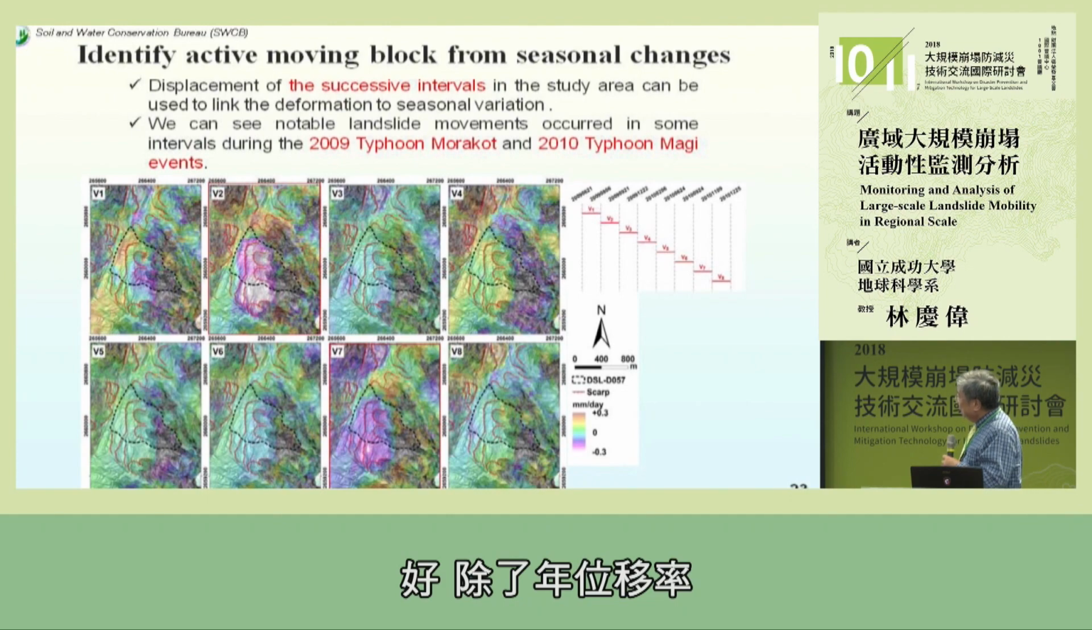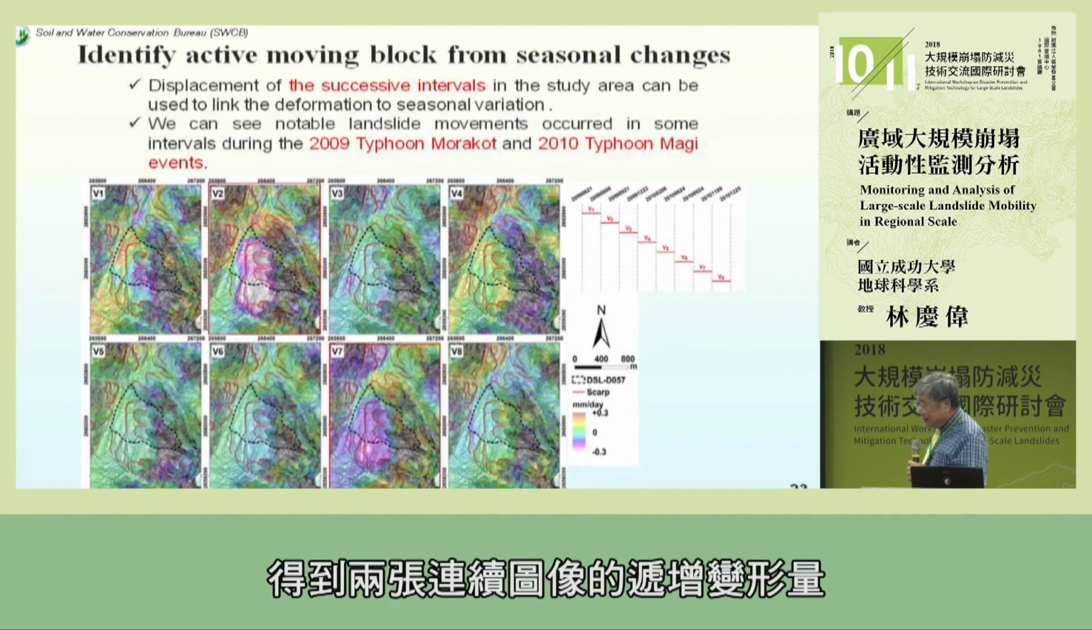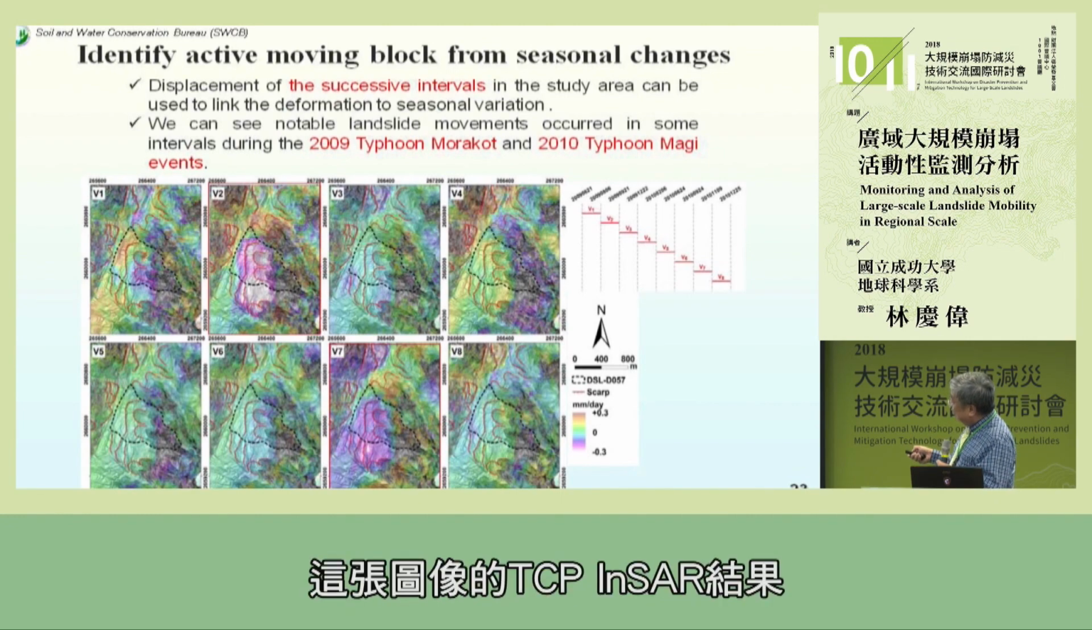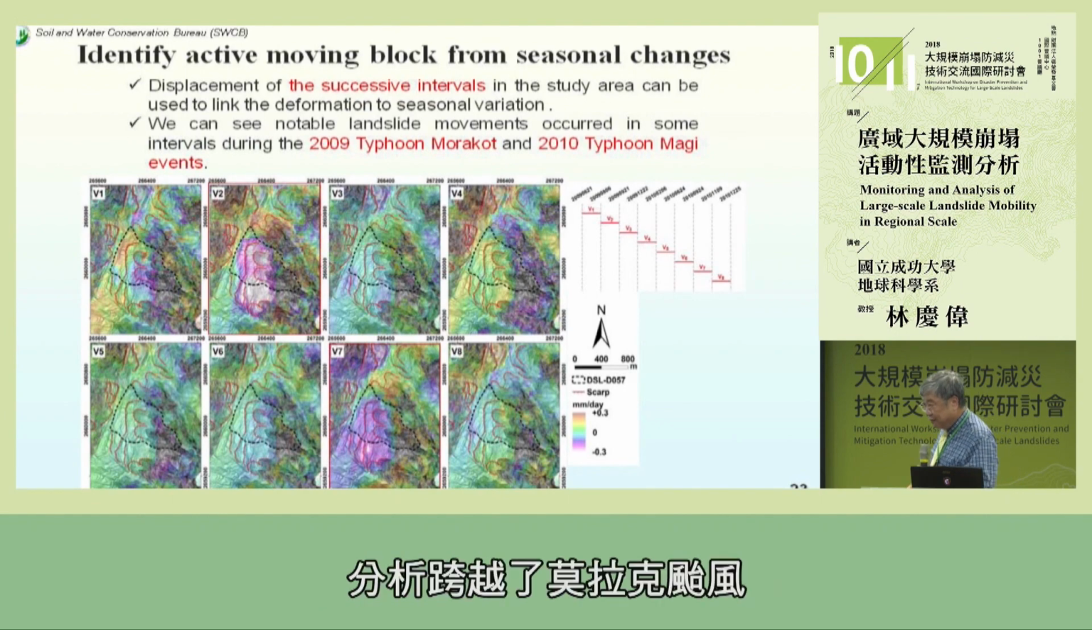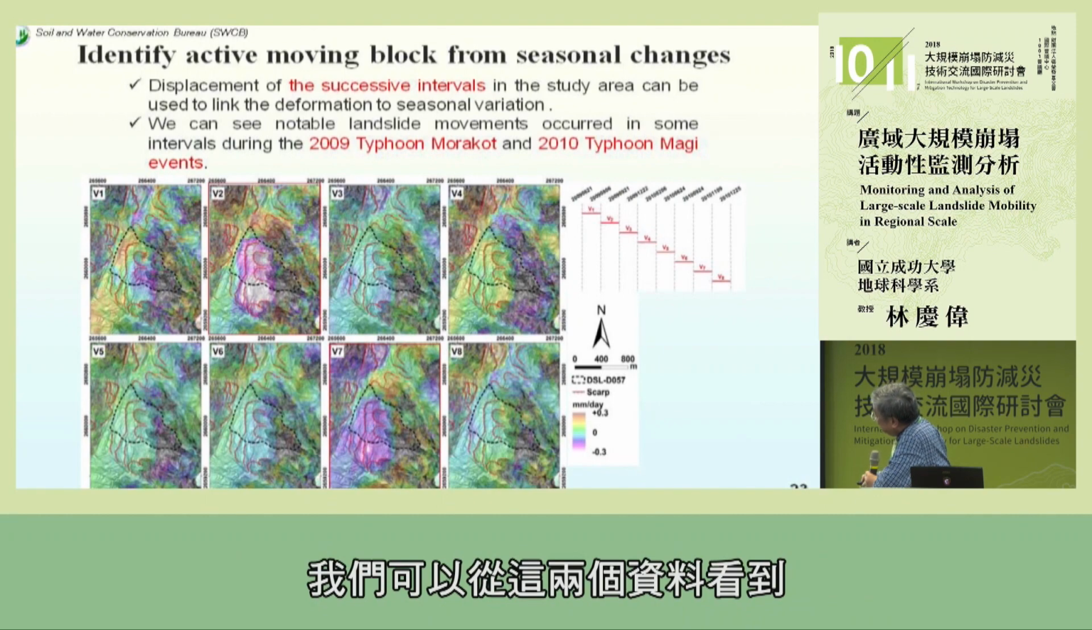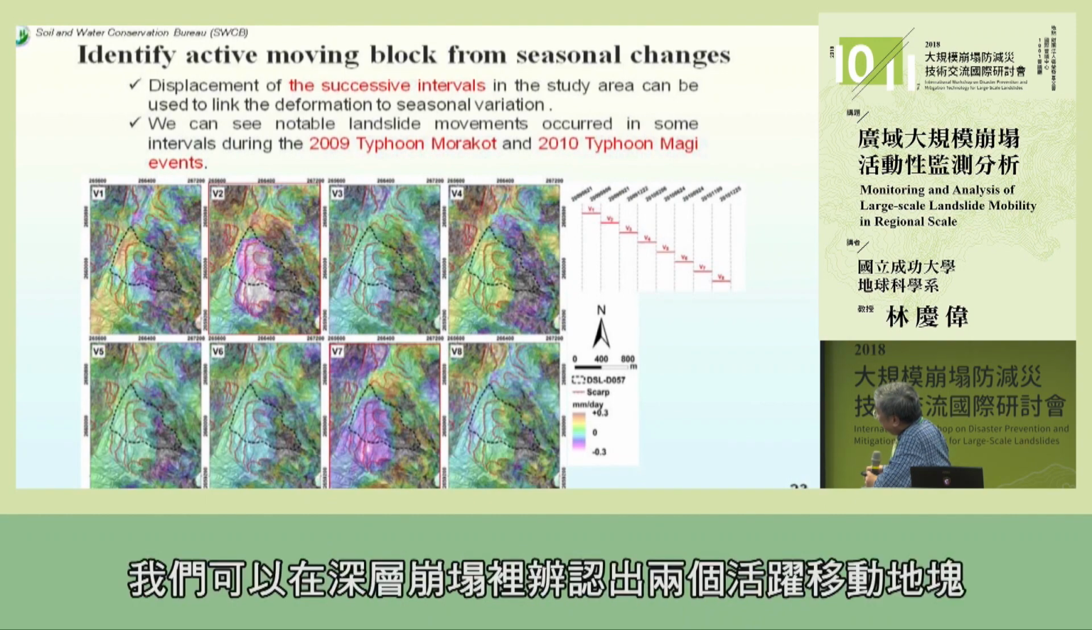Okay. Besides the annual displacement rate, using the MT technique, we can also get incremental deformation of two consecutive images. In this case, the TCP InSAR result of this image covers the Typhoon Morakot event. In this case, the other result covers the Typhoon Kammuri event. From these two data, we can see that within a deep-seated landslide, we can identify two active moving blocks.